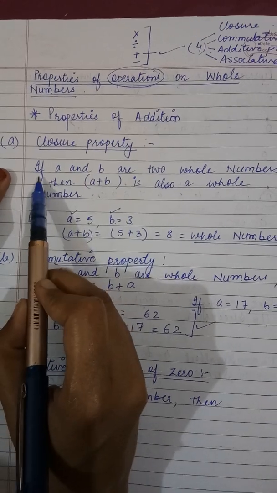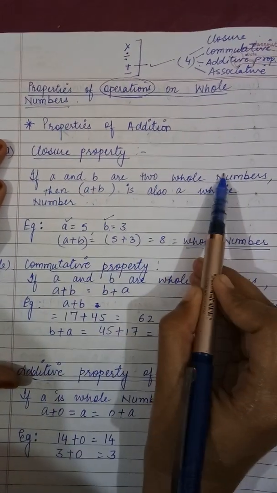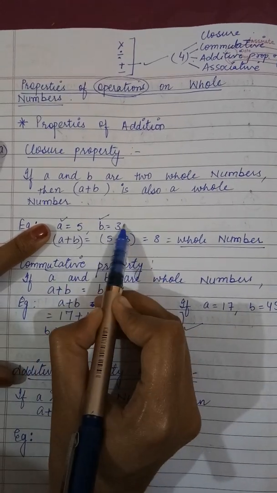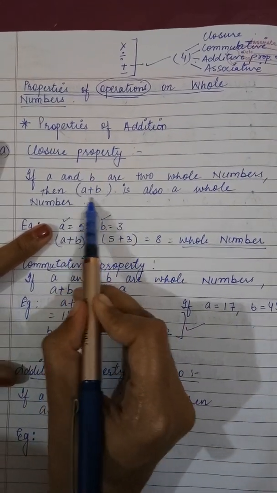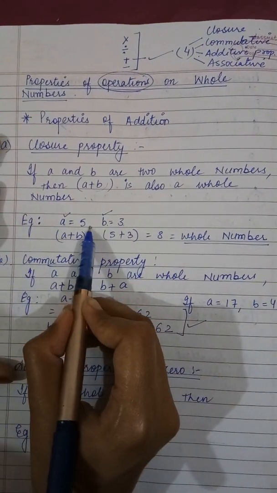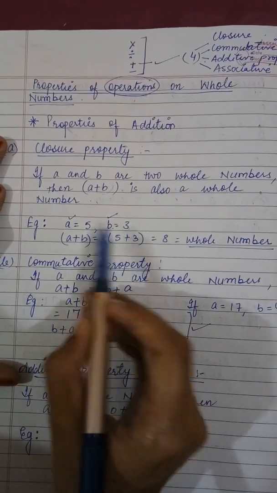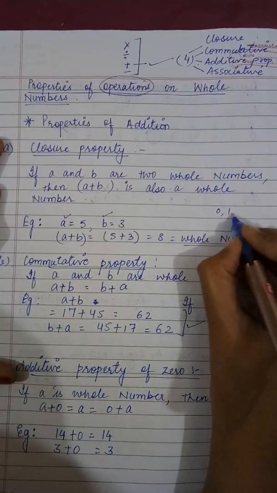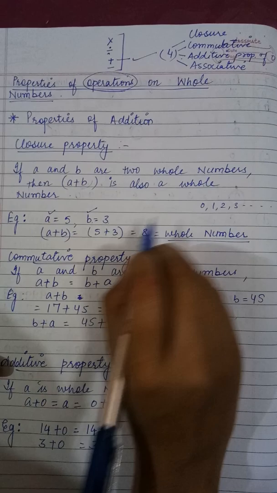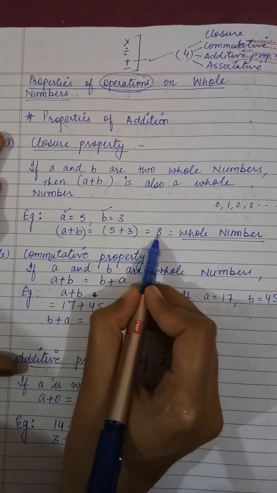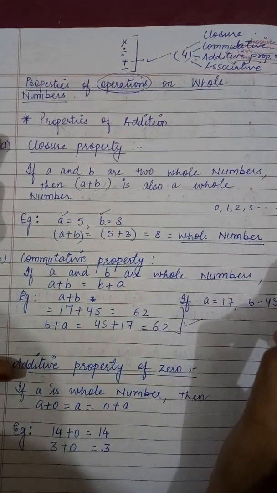So what is the statement? If A and B are the two whole numbers, for example we have taken A as 5 and B as 3, which is whole number only, then adding of these two numbers will also be a whole number. Example, A we have taken 5, B we have taken 3. These two are whole numbers. What are whole numbers? Starting from 0, 1, 2, 3 and so on, right? So we have taken these two whole numbers, and when I am going to add these two numbers I will be getting 8, which is also a whole number. So that is the closure property.